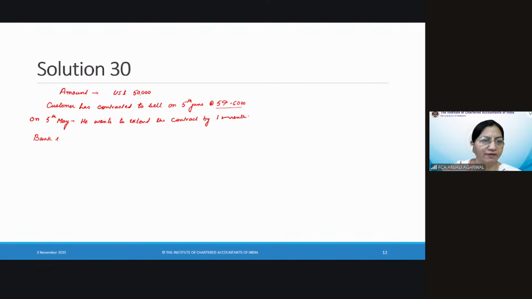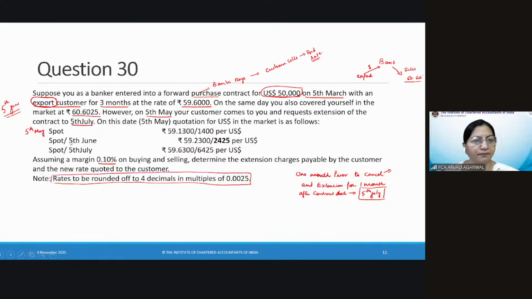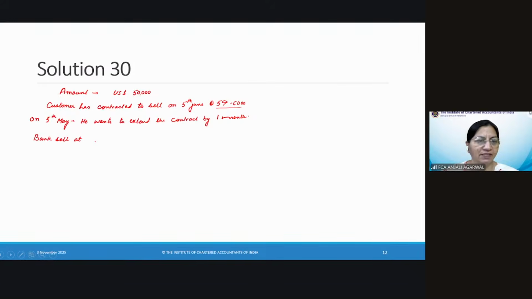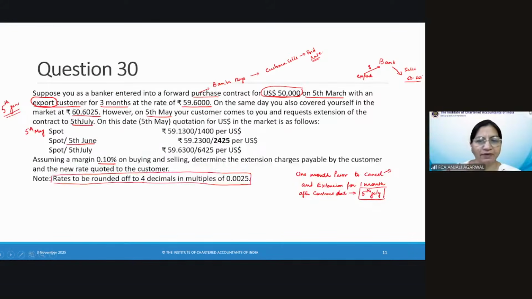Bank buys, so bank will now sell at 1 month forward, from 5th May to 5th June. Okay, so 1 month forward is 5th June. And as we say, bank will sell. Ask rate would be applicable.